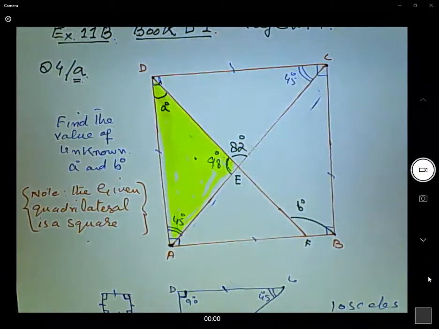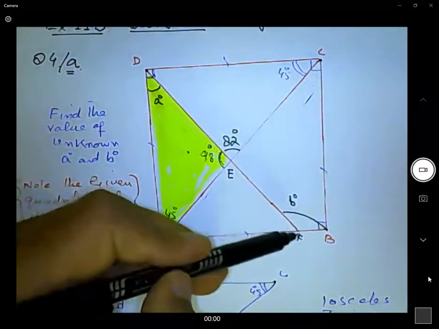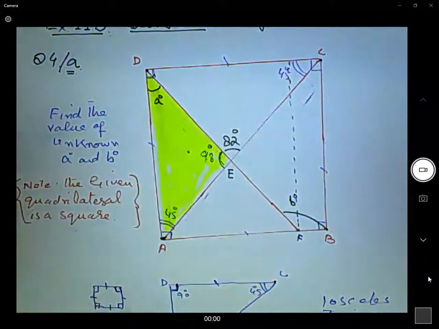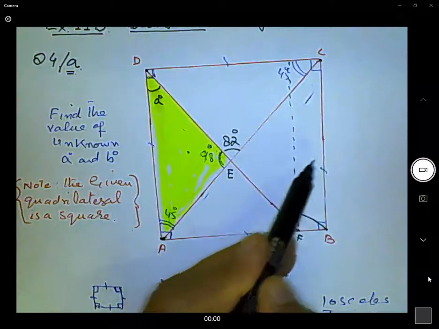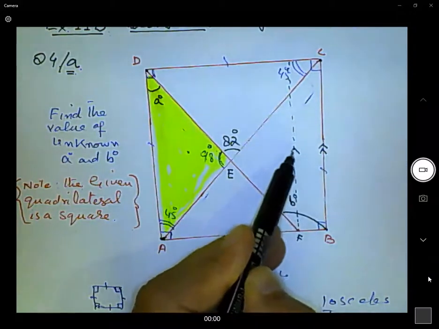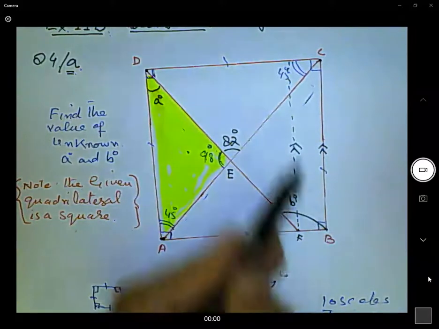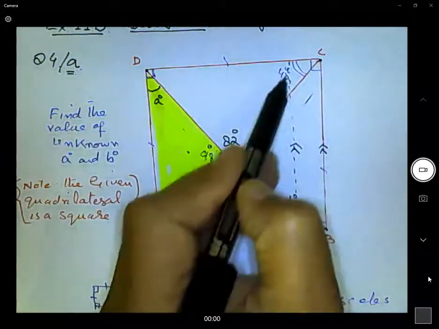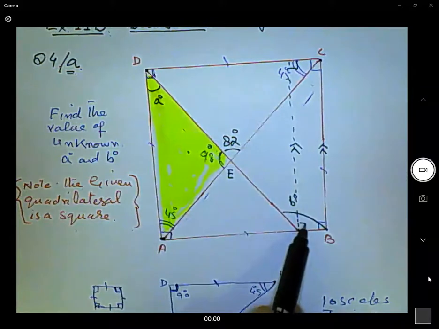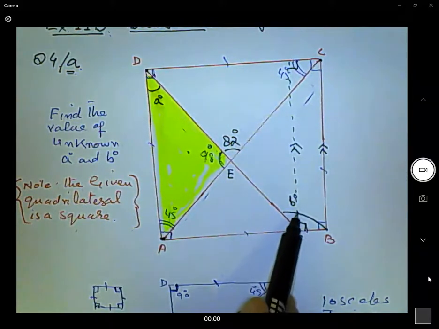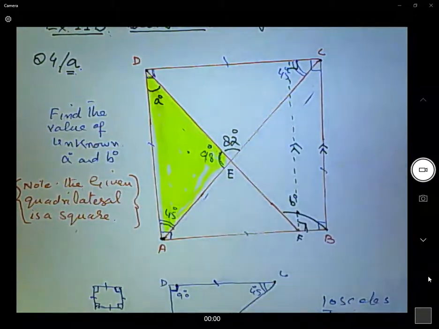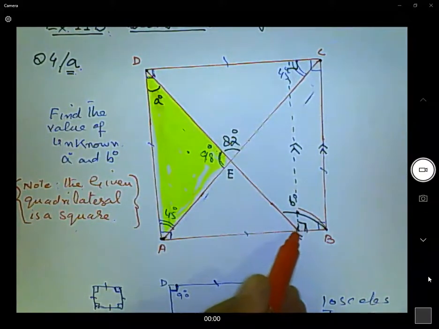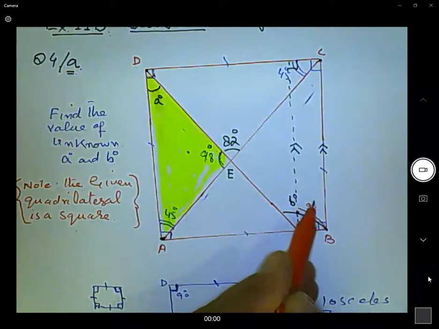For this one, if you concentrate here, draw a line just like this one. Look here, draw a line just like this one, and these two lines will be parallel. It's a 90 degree here. If this line is parallel to this one, and remember it's a square, then it will make 90 degree here and 90 degree here. So from this point to this point, it will be 90 degree.